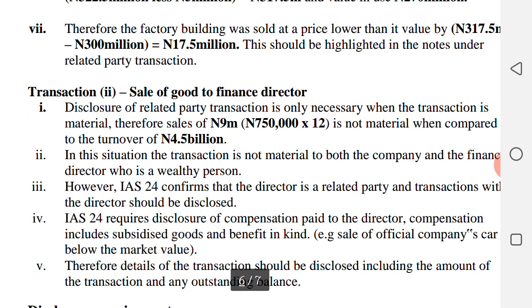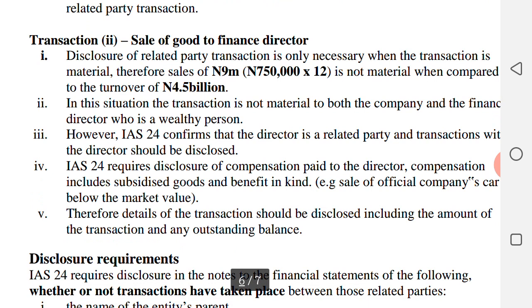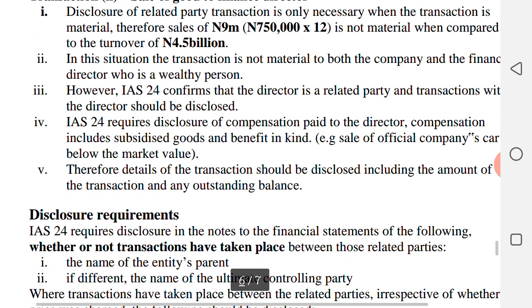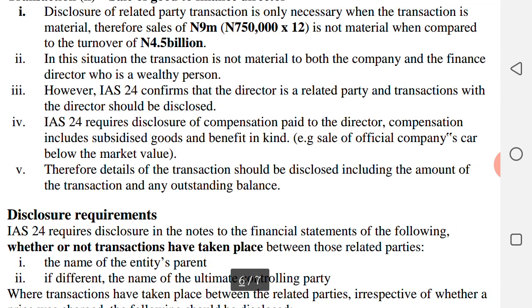Disclosure of related party transaction is only necessary when the transaction is material. In this situation, it is not material to both the company and the finance director. However, IAS 24 confirmed that the director is a related party and transactions with the director should be disclosed. So because the directors are related, that is why we are trying to disclose it. We are trying to highlight all these things, though it is not material.